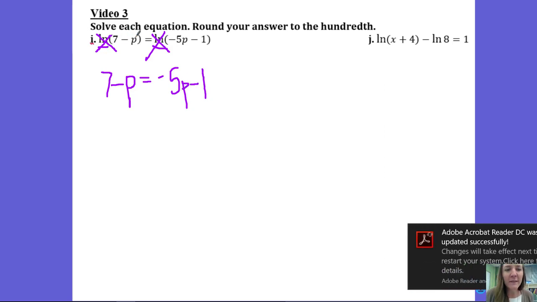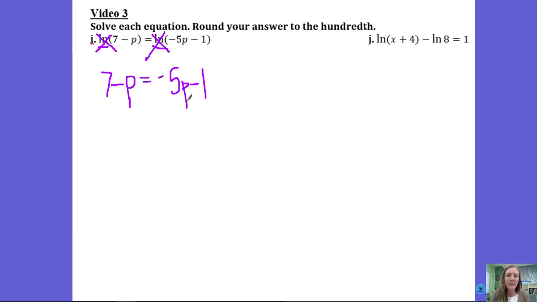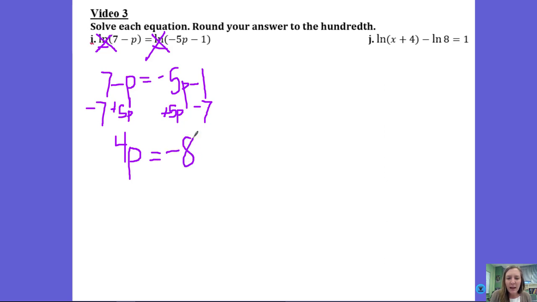Right, so when I have a natural log on the left and the right side, those are going to go away. We'll solve this by adding 5p to both sides. So I'm going to add 5p. When I do that to the left and the right side, negative p plus 5p is going to give me a 4p. I can also subtract my 7 from both sides so that I don't have to have that constant next to a p. If I subtract 7 from negative 1, I'm going to get a negative 8. And then I divide both sides by 4, and I'm left with negative 2. So my value of p here is going to be negative 2.